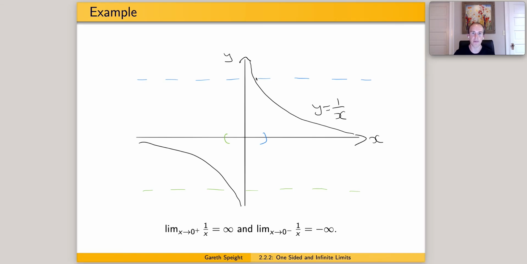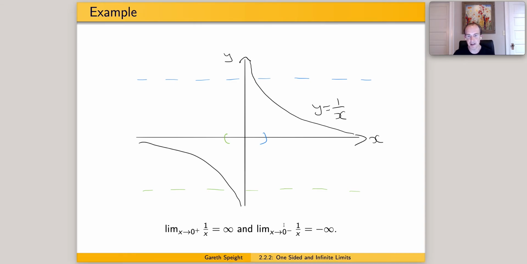If I want the graph to lie above this blue line, I can do that if I make x close enough to 0, say in this interval, provided x is bigger than 0 and close enough to 0, right? So if x is close to 0 and larger than 0, my graph's going to be up here. I have infinity. But notice I couldn't do the two-sided limit in this case, right? If all I know is that x is close to 0 and I'm on either side, then I can't guarantee that the function is large because the function could be down here, and then it would be large negative.